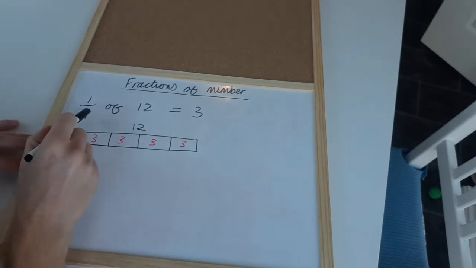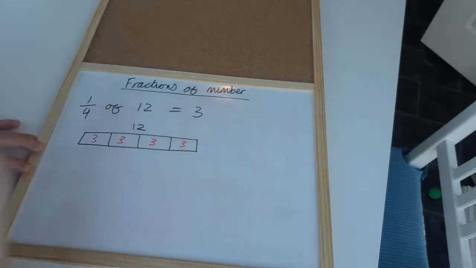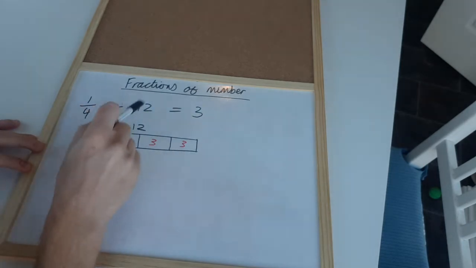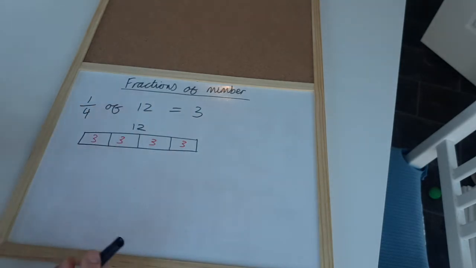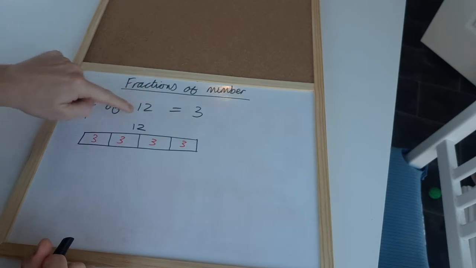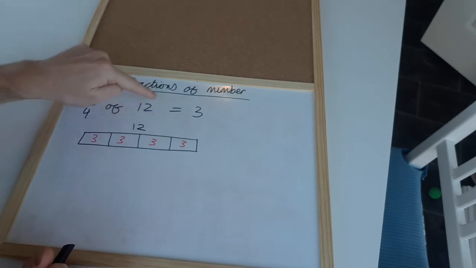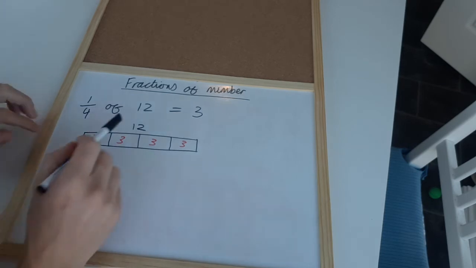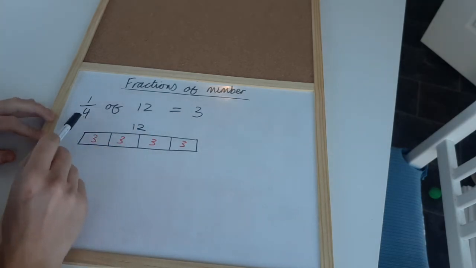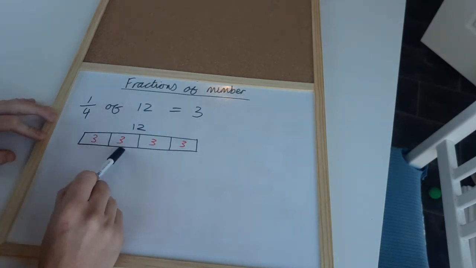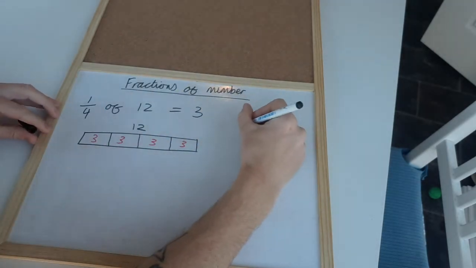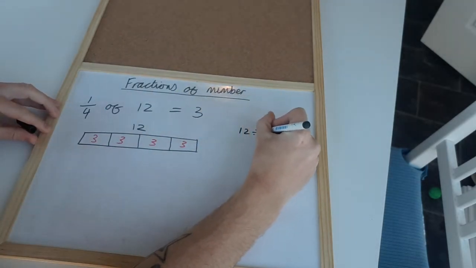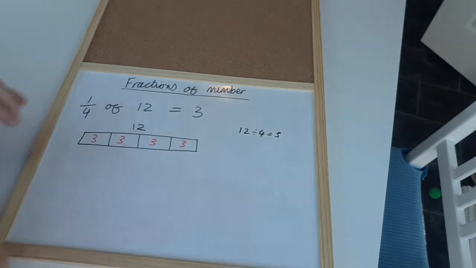So I've written here 1/4 of 12 equals 3. Now, to work out a fraction of a number, in this case we need to find what 1/4 is worth. You simply divide your number, your whole, by the denominator of the fraction. So in this case, I want to take my 12 and split it into 4 equal pieces. So if I do 12 divided by 4, I know that that is 3.